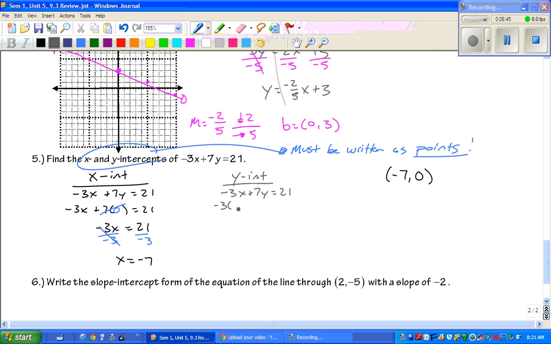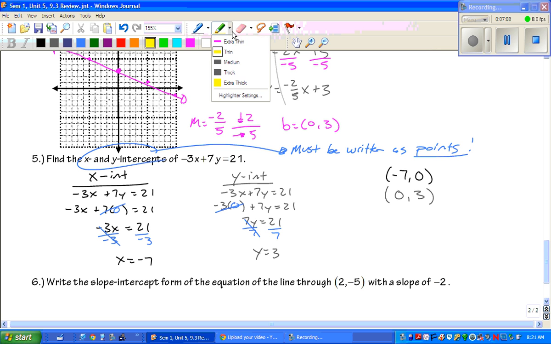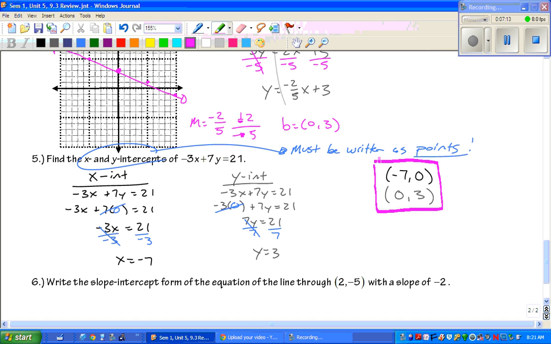Okay, so we're doing the same thing over here, except x is 0, 7y equals 21. Divide both sides by 7, and you get y equals 3. So our other point, x is 0, y is 3. And then I'm going to put a pretty little box around it because those are our intercepts.